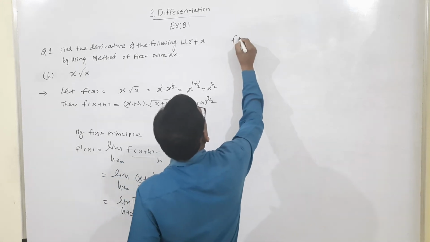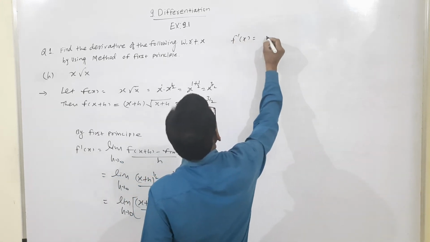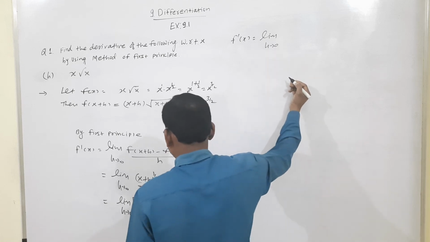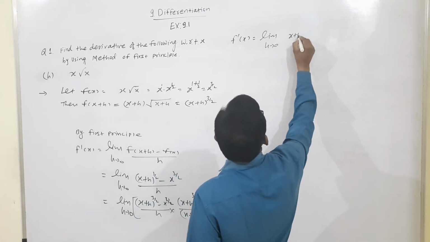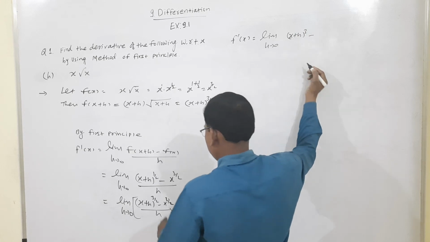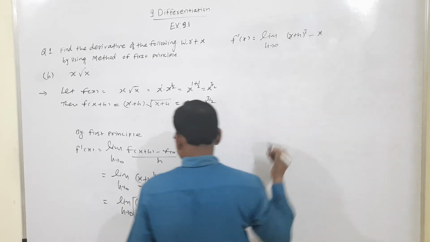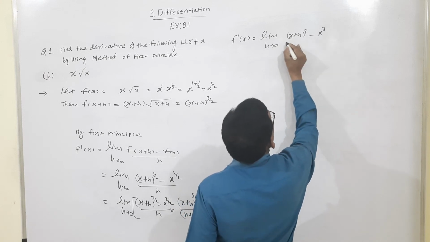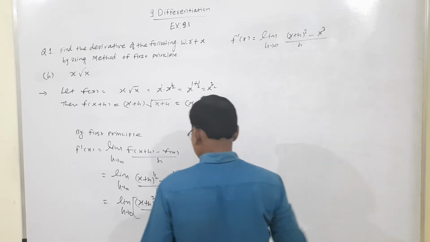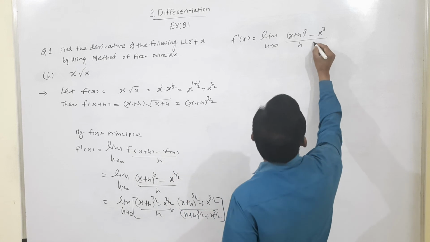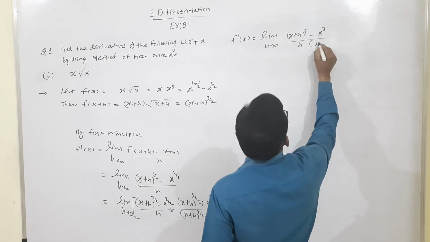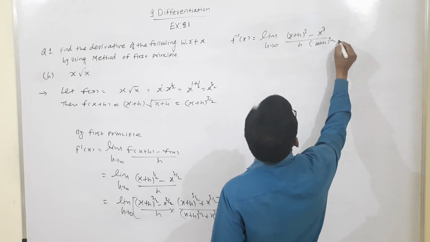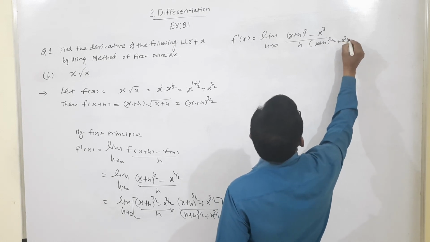So f dash x equals the limit as h tends to 0 of x plus h raised to power 3, and in the same way x raised to 3 by 2 into x raised to 3 by 2 is x raised to 3, divided by h here into this term, x plus h raised to power 3 by 2 plus x raised to power 3 by 2.